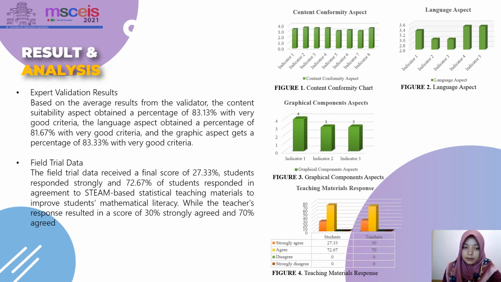For the field trial data, the final score shows that 27.33% of students responded strongly agree and 72.67% of students responded in agreement to the STEM-based statistical teaching material to improve student mathematical literacy, while the teacher's response resulted in a score of 30% strongly agree and 70% agree.